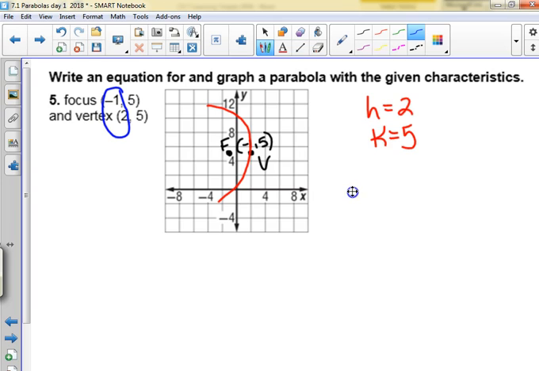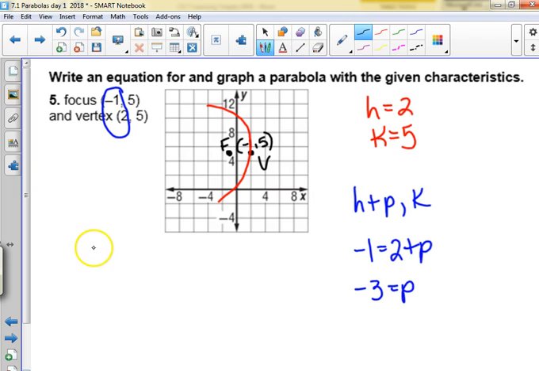We said, oh, they have the same K value, so that means H plus P, comma K, is where the focus is. So I have -1 equals H plus P, which is 2 plus P. If I subtract 2, I get, is that what you just told me, that P was -3? Okay, let me pause 1 second. All right, guys. So do we know everything to write the equation already? I feel like we do.